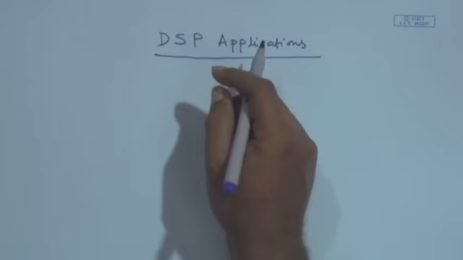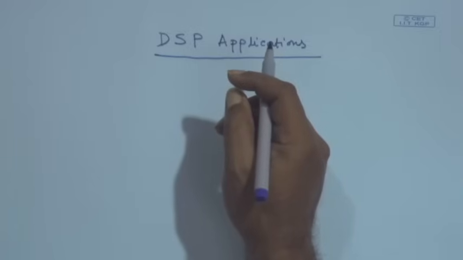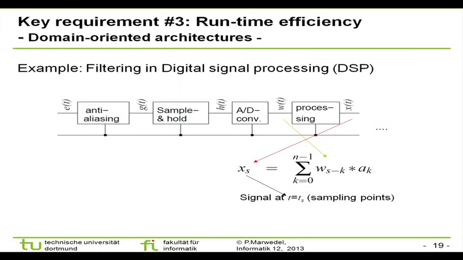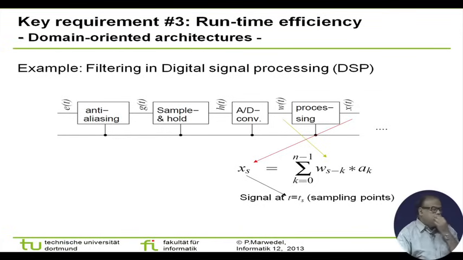Now, this figure is very familiar to us, we have encountered that a number of times. So, we get a signal, we do the anti-aliasing, do sample and hold, and that signal is converted A to D and it is processed. Now, we are concerned about this processing today. We have already discussed all these phases earlier.